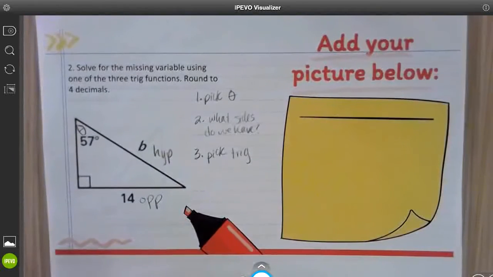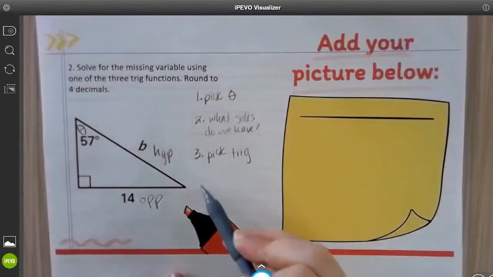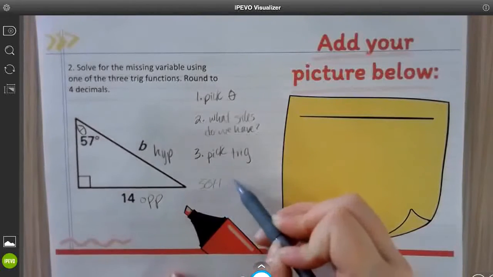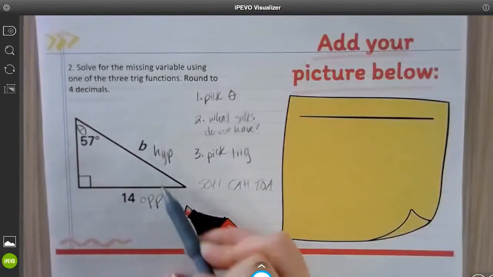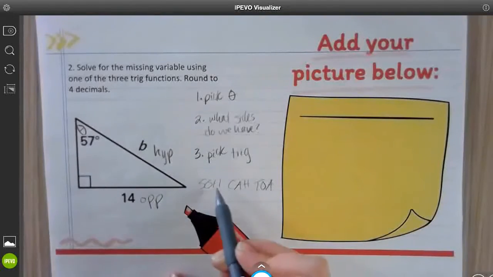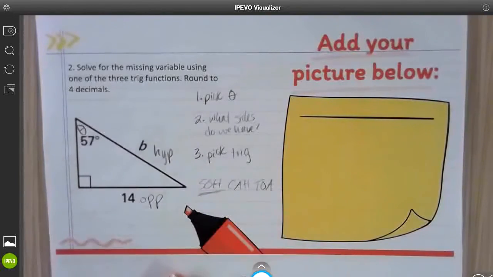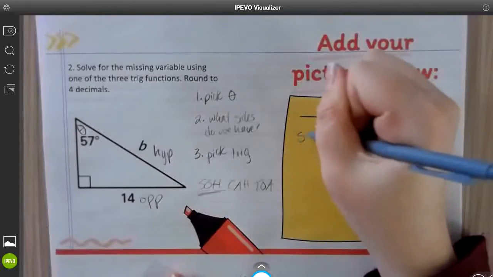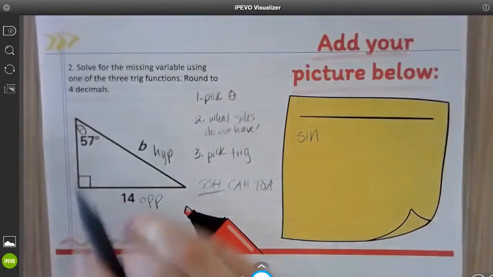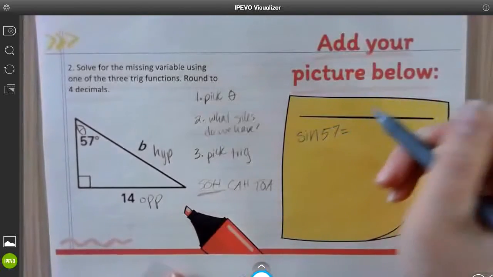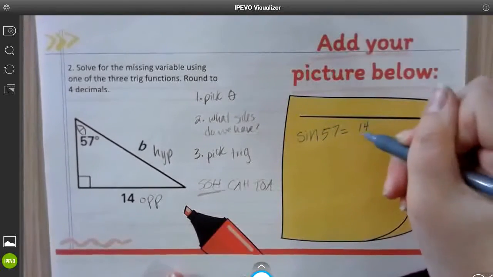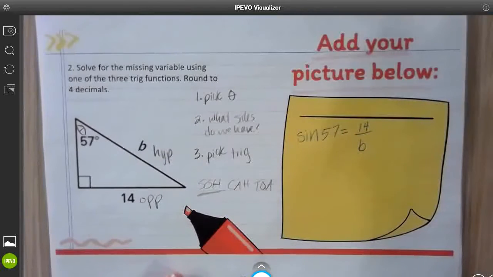The three trig functions are sine, cosine, and tangent. Think SOHCAHTOA. We have the opposite and the hypotenuse, so that's going to go with SO or sine. So how we set it up is it's going to be sine of that angle measure, which is 57, equal to the opposite, which is 14, divided by the hypotenuse, which is B, that variable. And now that we have it set up, we just go to regular algebraic solving.